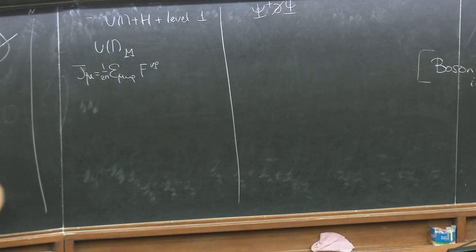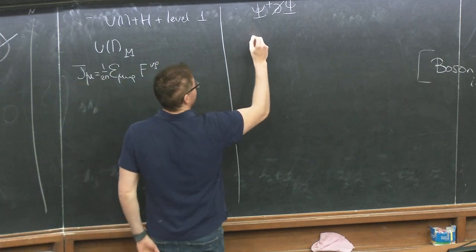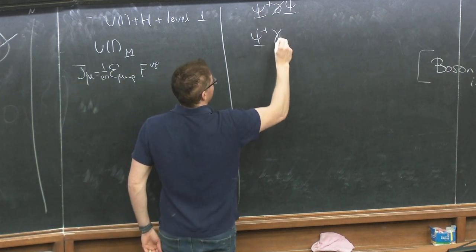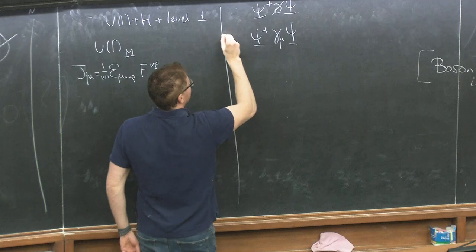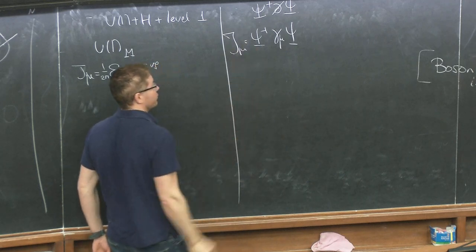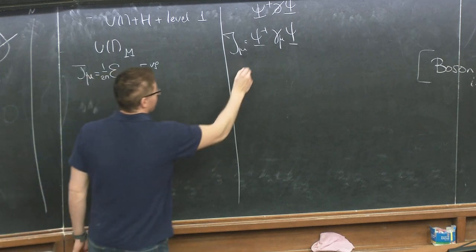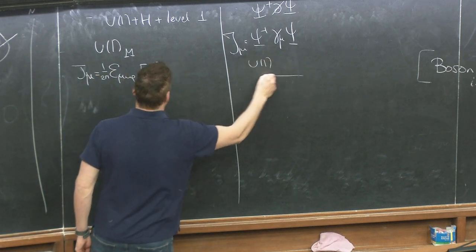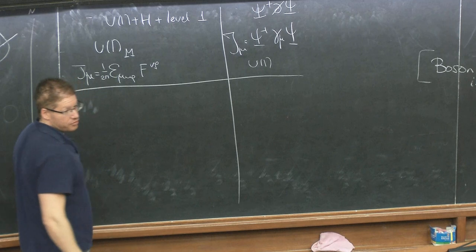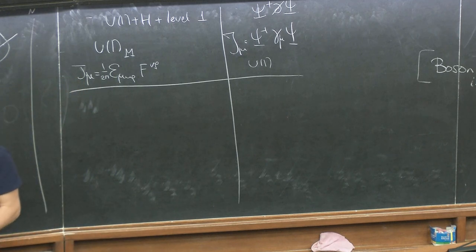On the fermion side, what is the symmetry? What is the symmetry of a free fermion? Particle number, yeah. Fermion number. So it's just psi dagger, gamma mu, psi. And you can check that it's conserved. It's just the ordinary U1 symmetry. It's just the ordinary U1 particle number symmetry. So the symmetries match. The phases match.